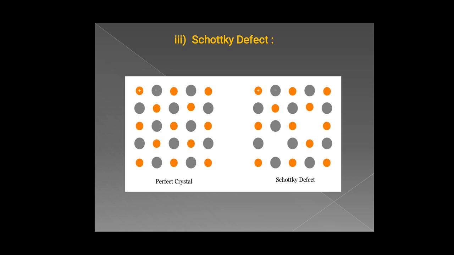So a pair will be lacking, a pair of cation and anion. It might be one pair, two pair, three pair, or any number of pairs, but when this defect arises, it will be in pair. If cation is missing, then an anion will also be missing. So this is the Schottky defect.